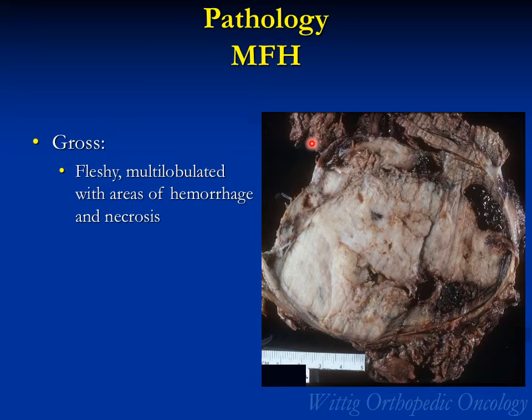Okay, let's talk about the pathology of an MFH. Grossly, it's a fleshy, multilobulated tumor with areas of hemorrhage and necrosis. And you can see here, these are the areas over here of hemorrhage and necrosis, which is indicative of malignancy, and the very fleshy areas here. Sarcoma gets its name from the Greek language, indicating a fleshy or fish-flesh type of appearance.